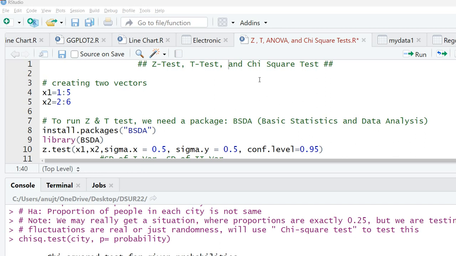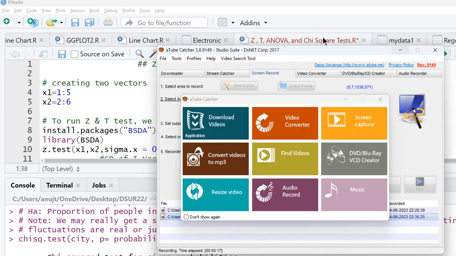Hello friends, today in this session we will discuss Z test, T test and ChiSquare test in R Studio. So let's start and let's have a glimpse of what is Z test and T test.